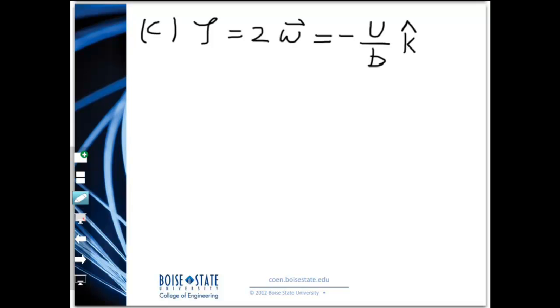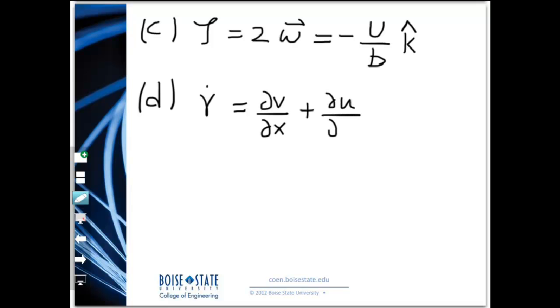Now let's go ahead and do part D, where we are asked to compute the rate of angular deformation. The rate of angular deformation is denoted as that, which is nothing but dou v dou x plus dou u dou y.